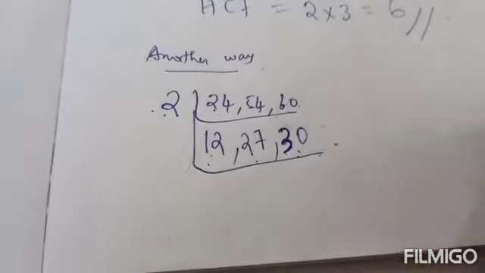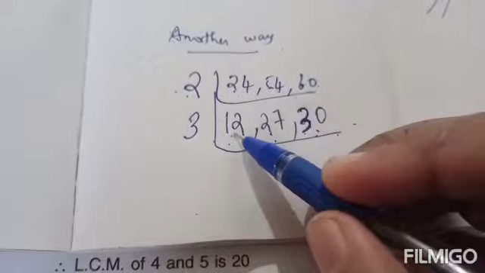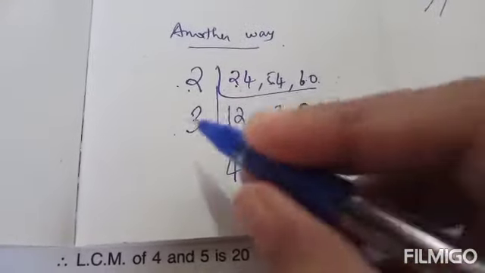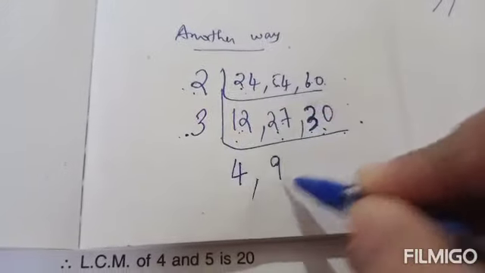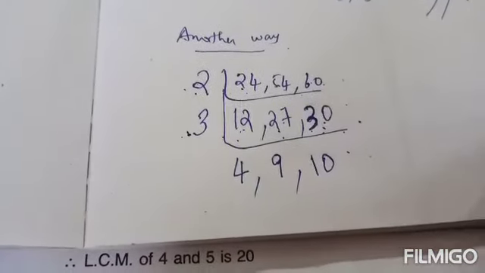These three are divisible by 3. Okay. So you can divide 12 by 3. You will get 4. 27 divided by 3 it is 9. 30 divided by 3 it is 10.